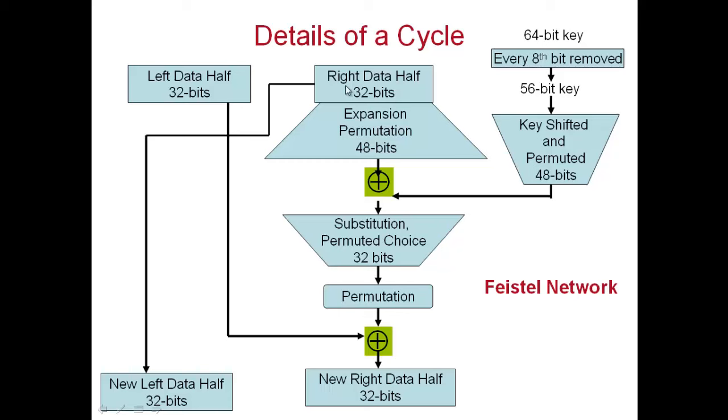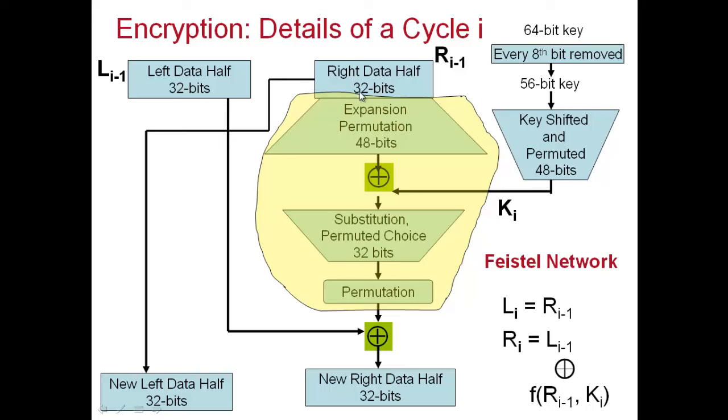Now we have the two halves, the left half which is 32 bits and the right half which is 32 bits. So we take the right half first and feed it through the Feistel network. The Feistel network takes Ri minus 1 and this Ki. So this is like the black box for the Feistel network. The input to the Feistel network is Ri minus 1 and Ki for cycle i. And so what happens is this.